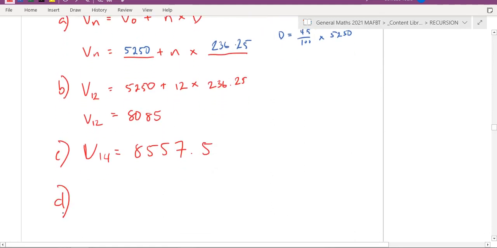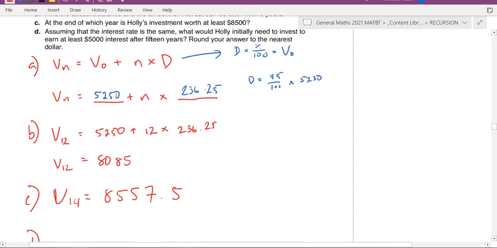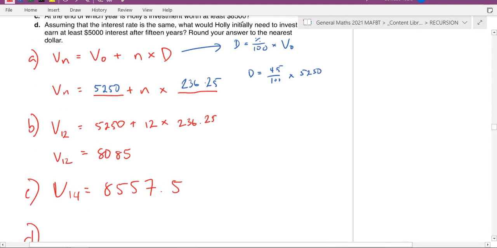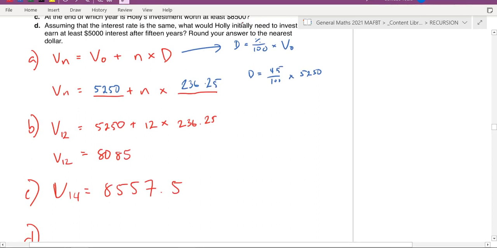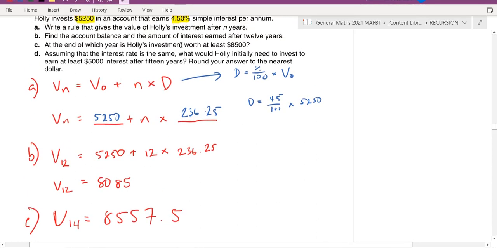Okay, part D. So question D here is assuming that the interest rate is the same, what would Holly need to invest in order to earn at least 5,000 after 15 years? Round your answer to the nearest dollar. Okay, so this one is a little bit trickier, but we need to figure out how much to invest to earn at least $5,000 after the 15 years.